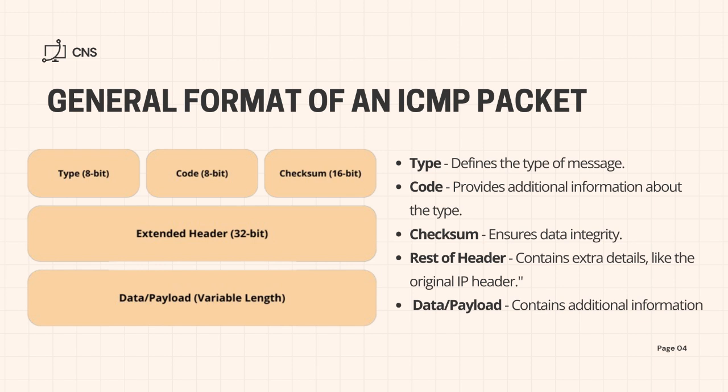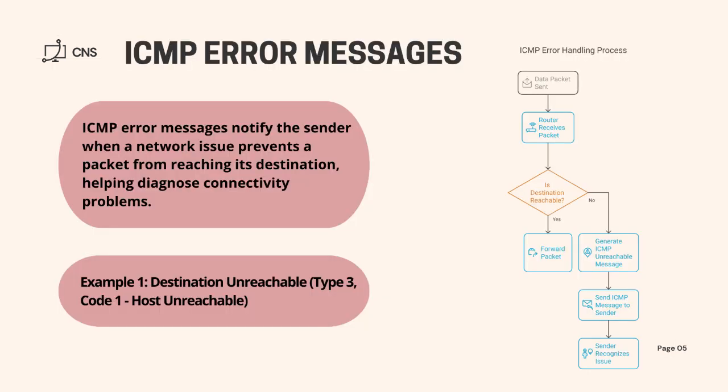Think of this like a postal return slip. The type tells you why the delivery failed. The code gives extra details. The checksum ensures the message is valid, and the optional data helps identify the original request. Now, let's look at the ICMP error message in detail. ICMP error messages notify the sender when a network issue prevents a packet from reaching its destination. Here is one example of a type 3 error message, which is related to destination unreachable.